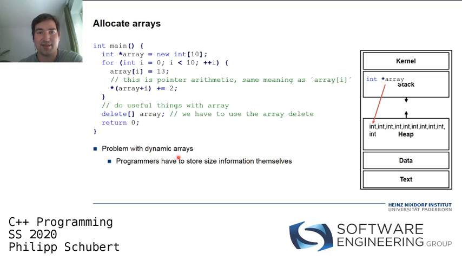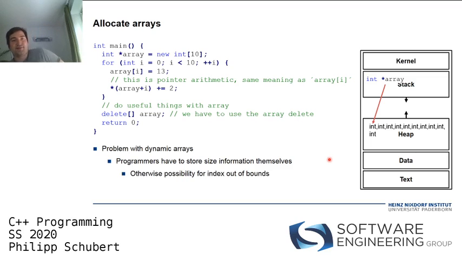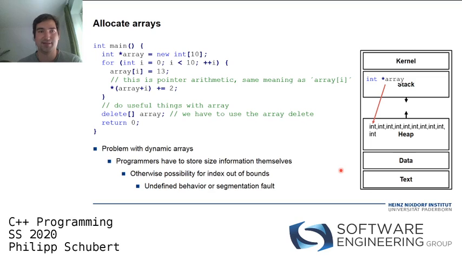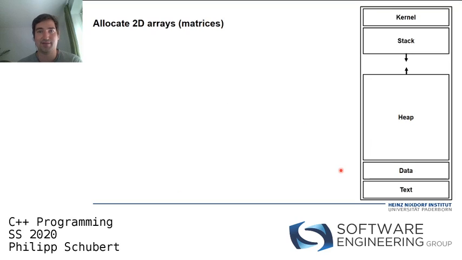The problem with dynamic arrays here is that we need to store the size information ourselves. We need to know that 10 integers have been allocated, which is somewhat unfortunate, but you just have to be aware of that. Otherwise, of course, we risk index out of bounds, undefined behavior, a segmentation fault, or something similar nasty.